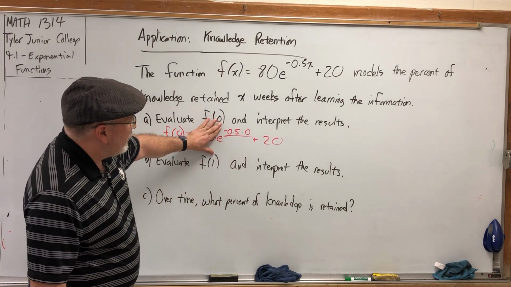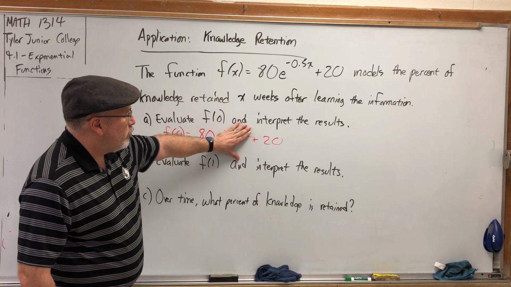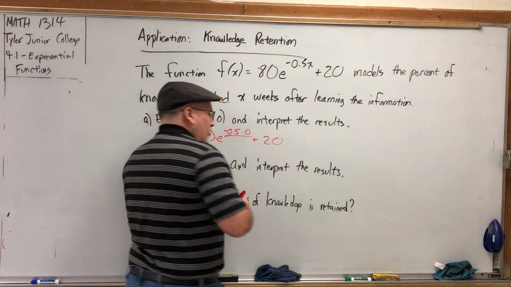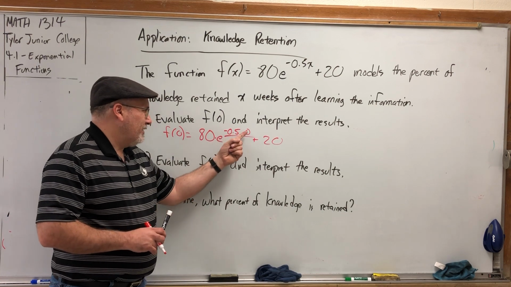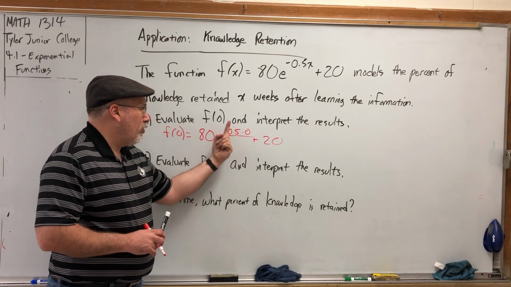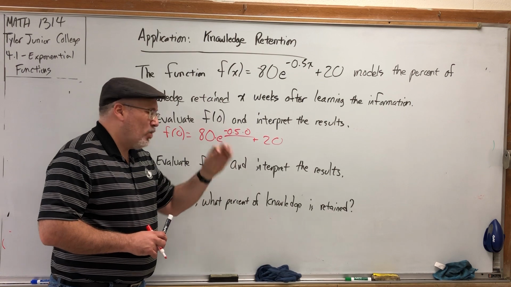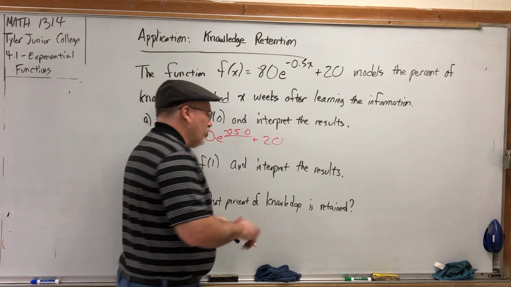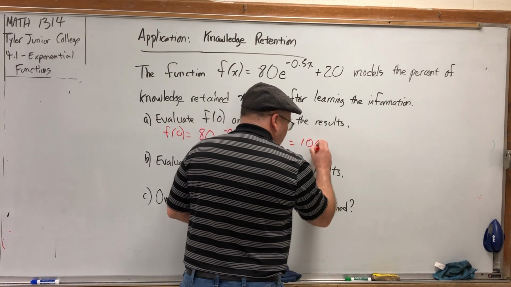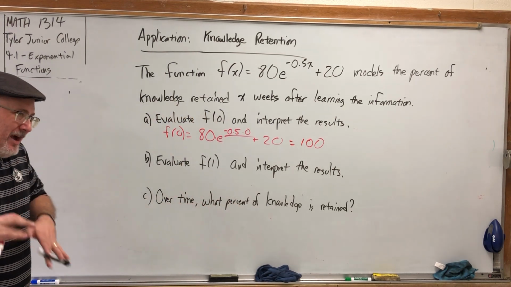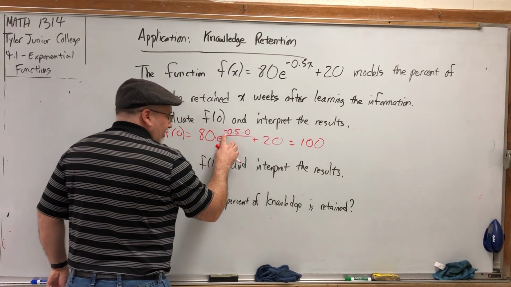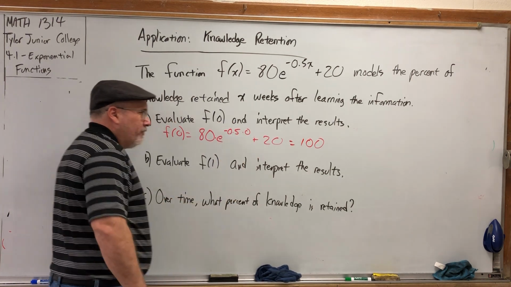Well, e to the 0 power is 1. 80 times 1 is... plus 20, excuse me. Let's try that again. Negative 0.5 times 0 is 0. E to the 0 power is 1. 80 times 1 is 80. 80 plus 20 is 100. Now, if you just wanted to put all that in a calculator, you're welcome to, but push your limits. See how much you can do without a calculator, especially when 0 is involved.